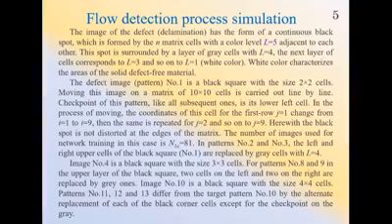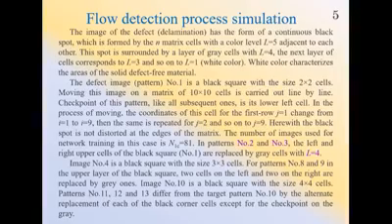The image of the defect delamination has the form of a continuous black spot, which is formed by the n-matrix cells with a color level L equals 5 adjacent to each other. This spot is surrounded by a layer of gray cells with L equals 4. The next layer of cells corresponds to L equals 3 and so on to L equals 1, white color. The defect image pattern number 1 is a black square with a size 2 by 2 cells. Moving this image on a matrix of 10 by 10 cells is carried out line by line.